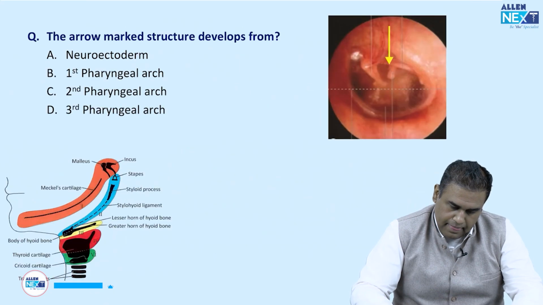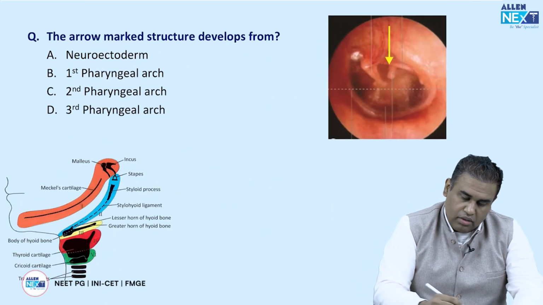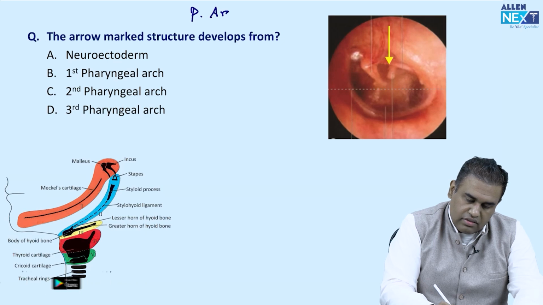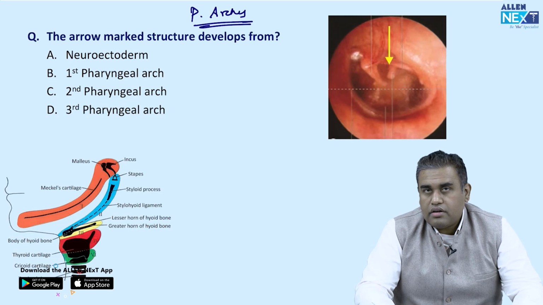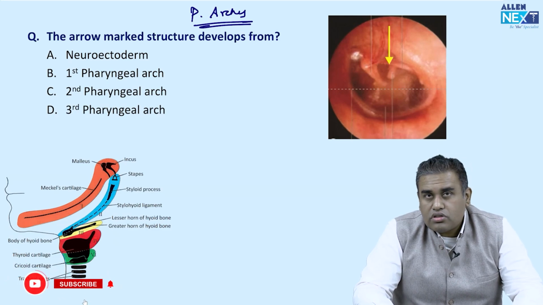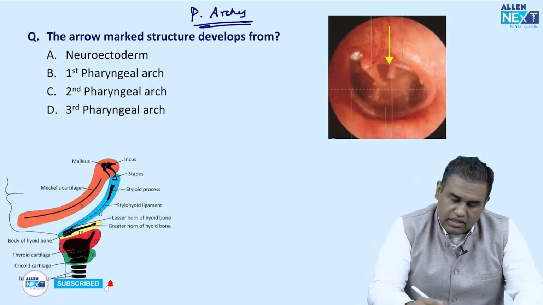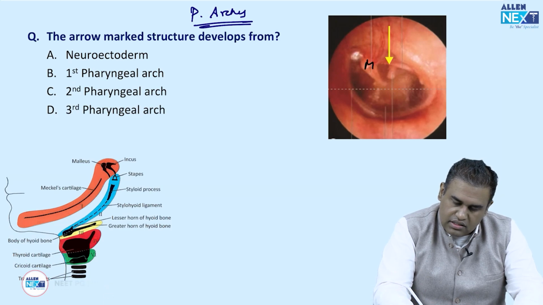Let's see the next one. Again, the question from the topic is pharyngeal arches. Very important topic. Arrow marked structure. Now you can see the arrow over here. It's from an otoscope, you are looking at the ear ossicles. And probably it is the malleus and incus. This must be the malleus, this must be the incus.